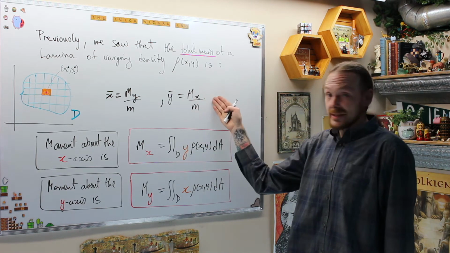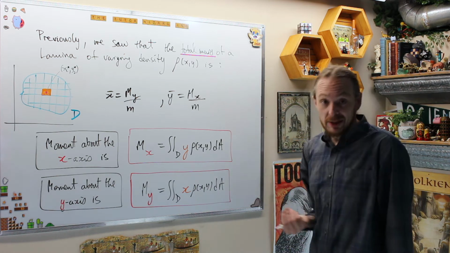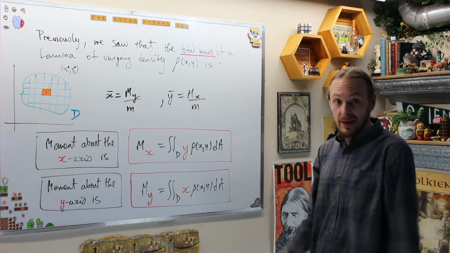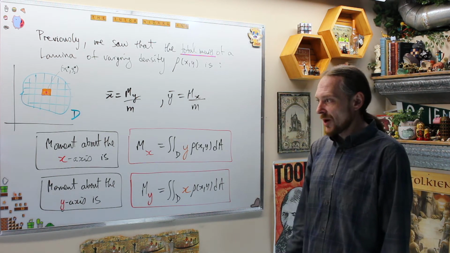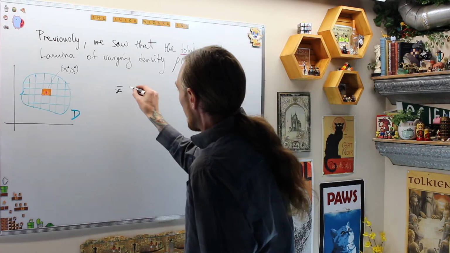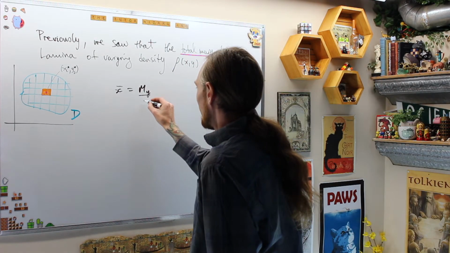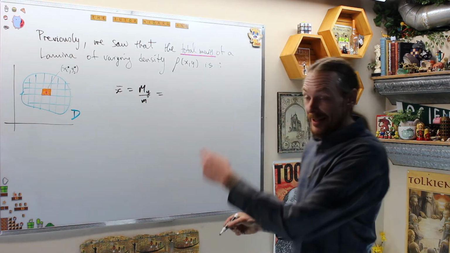So I don't like the physics notation. I just like to keep the double integral math notation, and then it matches in my mind. I don't have to worry about this weird indexing mismatch. I'm going to write it like this: x bar is equal to My, which I don't like, over m. What if I write it in math terms?